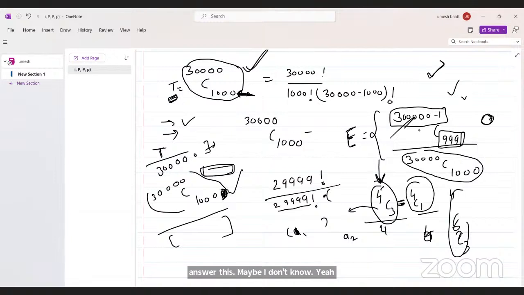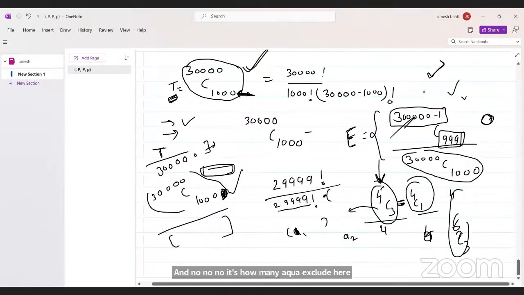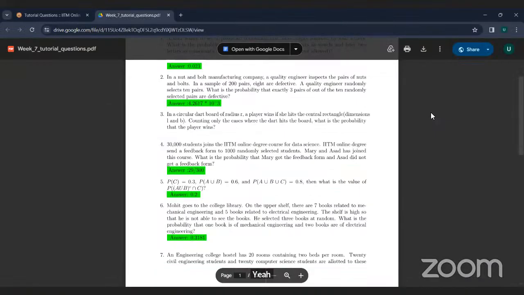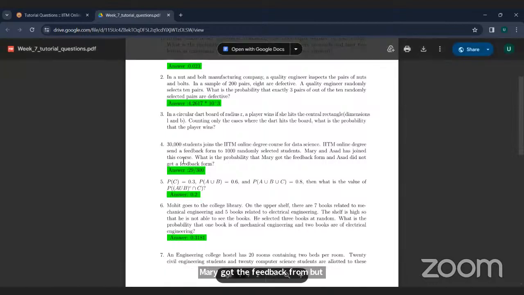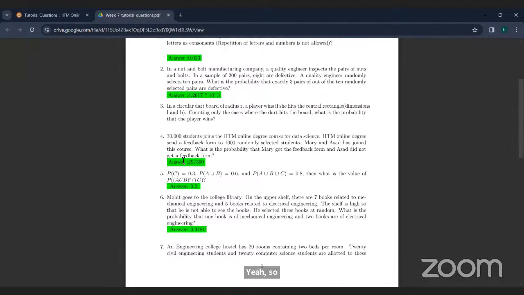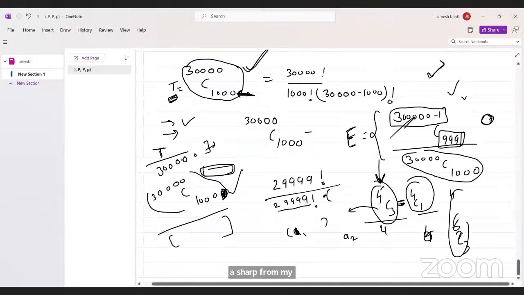Sir, this only counts that Mary has the feedback form and the other person does not. We excluded one and included Mary, sir. The question asks about Mary getting the feedback form but Ashad not. We chose Mary, so I have to choose 99, and I remove Ashad from my total students. Maybe, sir, I'm solving this concept to see if it works. Sir, I'm solving it.